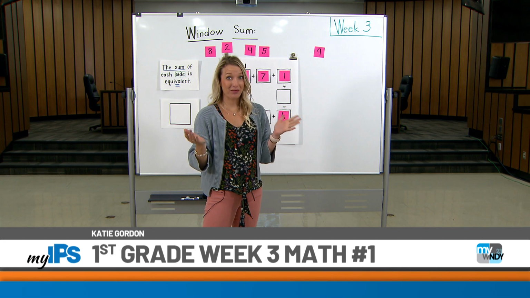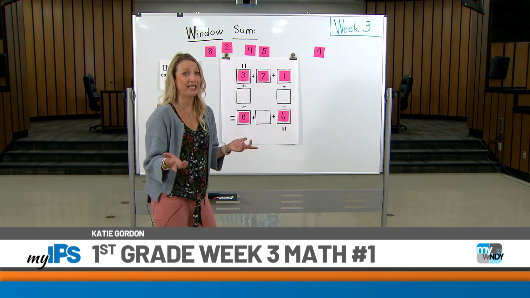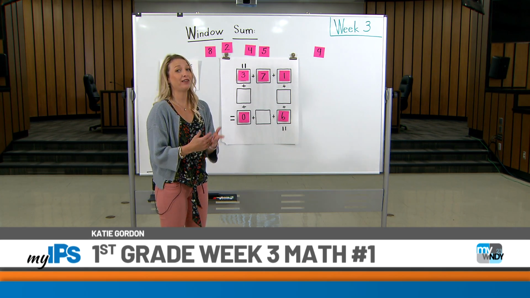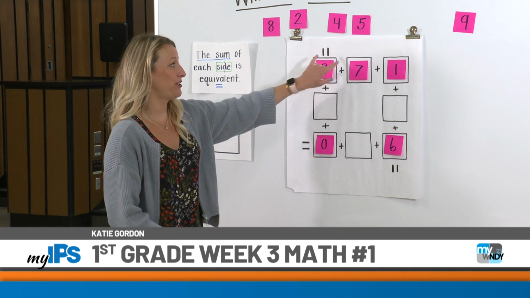Okay, so the window sum is kind of tricky, right? You're thinking, how am I supposed to use these numbers and make equal sums on each side? So I just want to give you a little bit of a hint. What I did is I just started with 2 friends of 10.